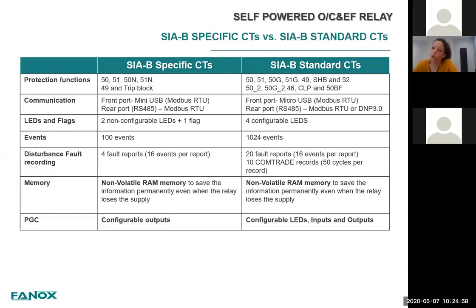The protection functions are overcurrent and earth fault by default, but in case you need to add any advanced protection functions, we have the imbalance, the second level of protections for overcurrent and earth fault, the cold load pickup, the trip lock, the communications in both cases local and remote, the information recording, events and fault reports. But you can see that in the relay with standard CTs, the number of recordings is improved, and we also have the possibility of having oscillographic records.